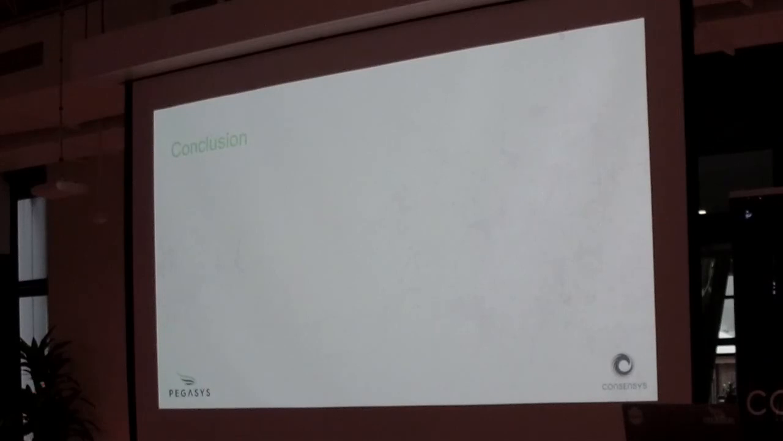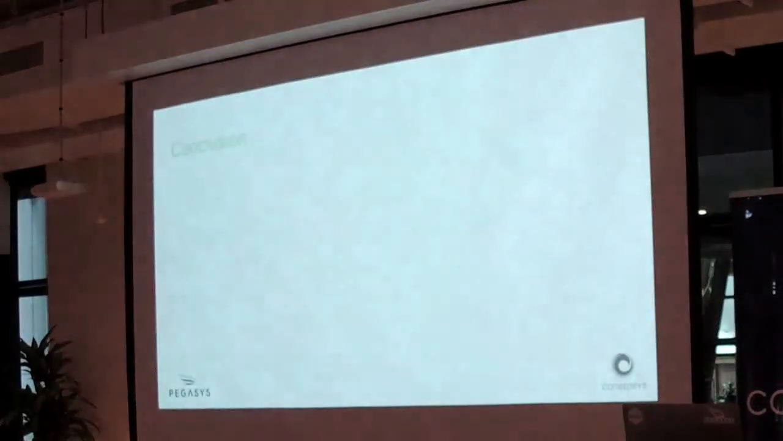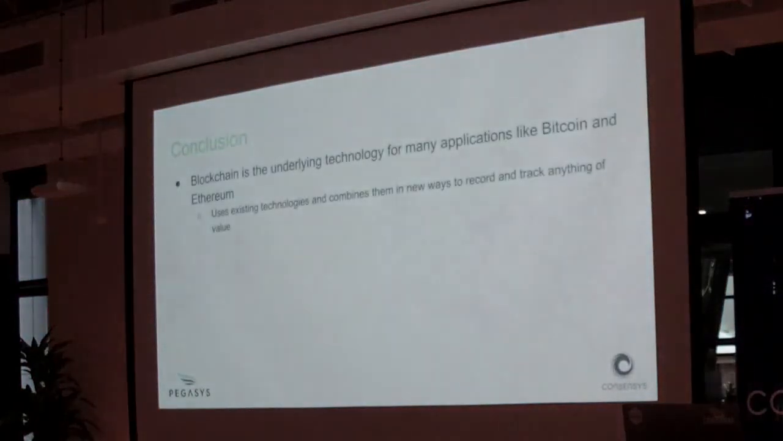Okay. I'm conscious of the time, so what I might do is very quickly wrap up. Just as a quick conclusion, to reiterate some of the points: blockchain is the underlying technology for applications like Bitcoin and Ethereum, and indeed the applications that are built using Bitcoin and Ethereum. It uses existing technologies, combining them in new ways.